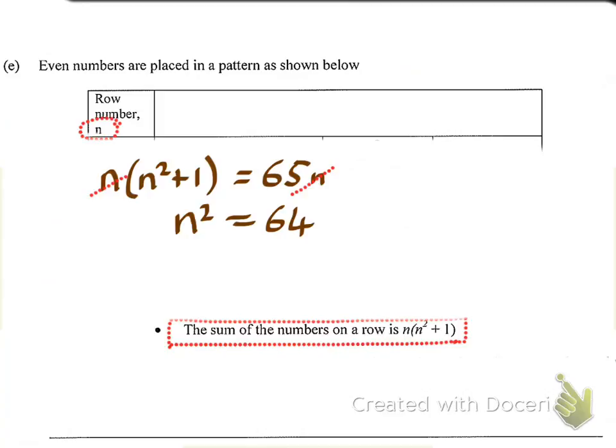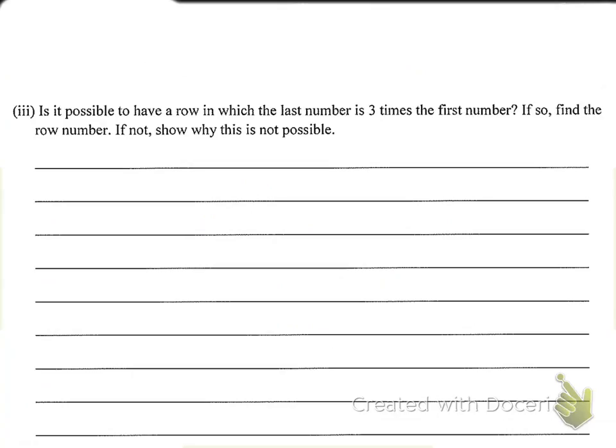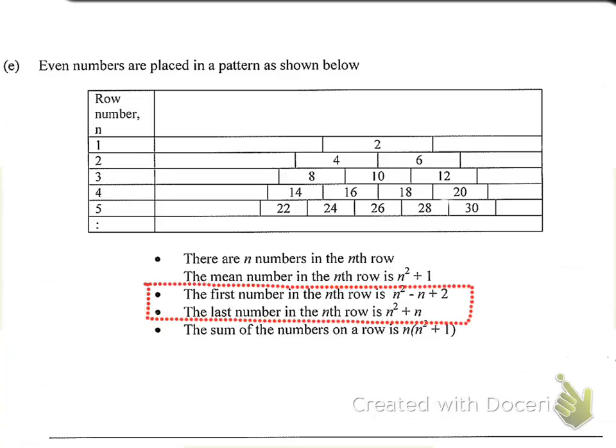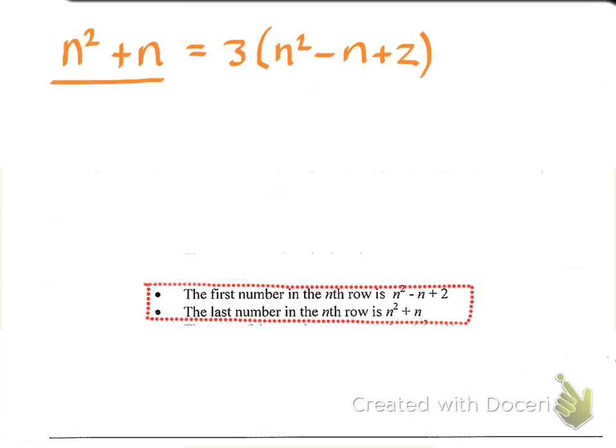And the square root of 64 is 8. Woohoo! So what is this asking? It's asking the last number is 3 times the first number. So let's have a look at the last number and the first number. Those are the two equations we want. Well, that shows the last number on the left is 3 times the first number on the right.